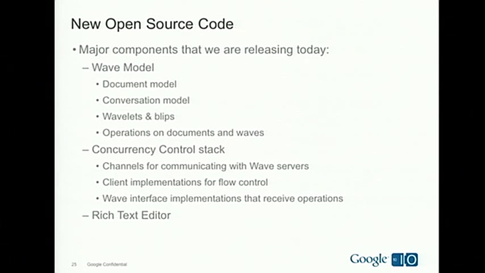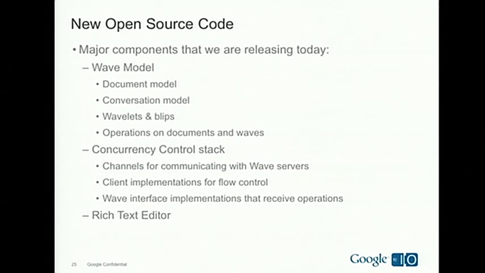So just a brief overview, the Wave model consists of several different components. There's a document model which contains several representations of an actual document. As you may know, our documents are canonically represented by XML, and some of them have constraints on them, things like blips and the conversation model, if you're familiar. We also have a complete conversation model that builds on top of that. We have more wavelet and blip interfaces and implementations. We have more operations on documents and waves, operations like add participant, manipulations of blips, changing of content, that kind of thing. Also, we have a concurrency control stack.